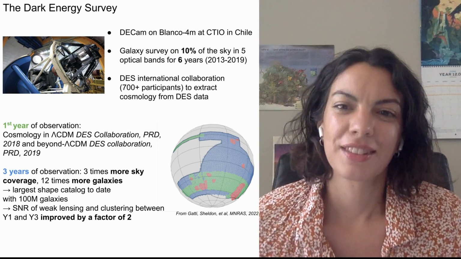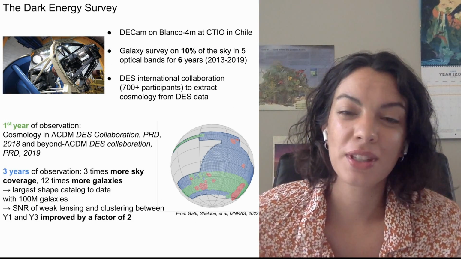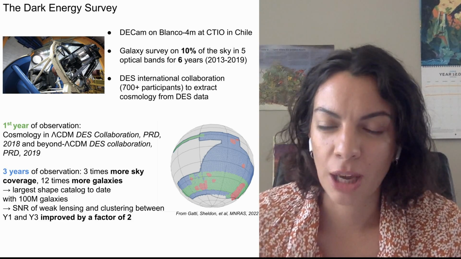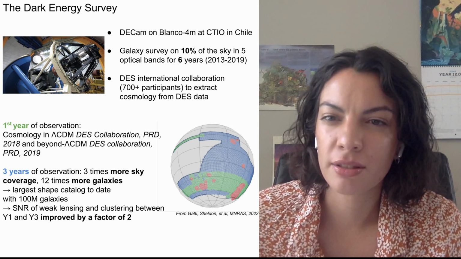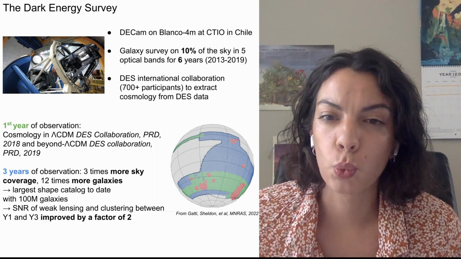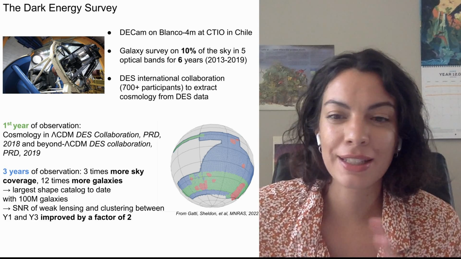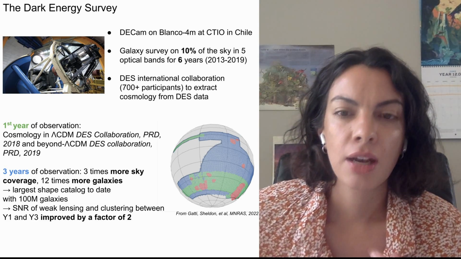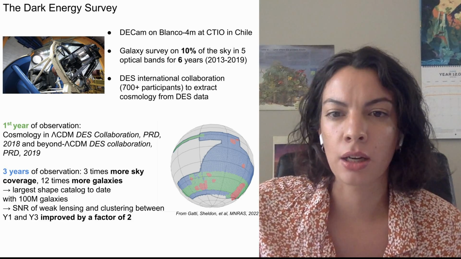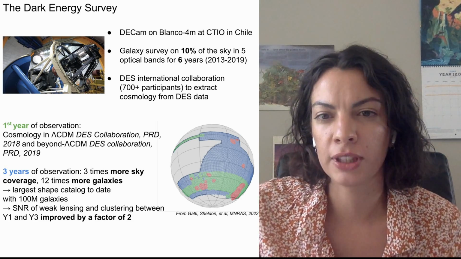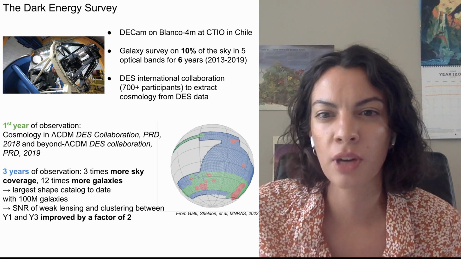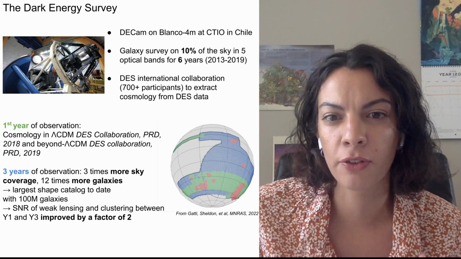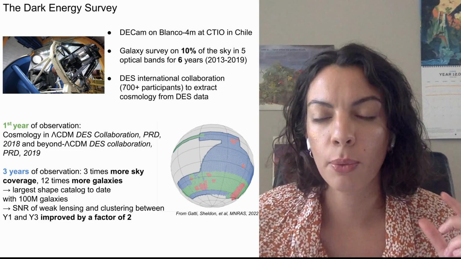Yes, so we are using the data from the Dark Energy Survey, which used the DECam camera on the Blanco 4 meter in Chile. And one of the properties of this survey is that it imaged 10% of the sky in 5 optical bands. And we, Jessie and I, are members of the large international DES collaboration that works really hard to extract cosmology from this data. And so why are we doing this now?